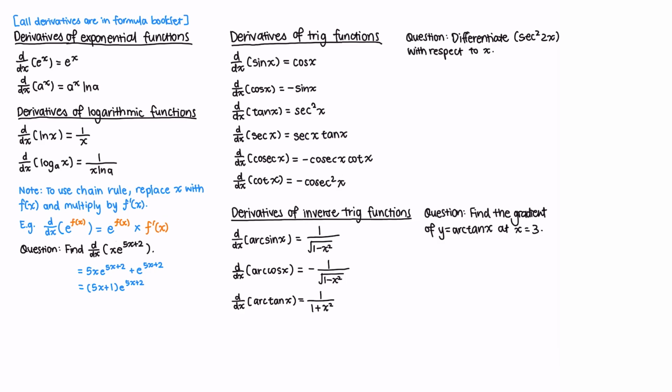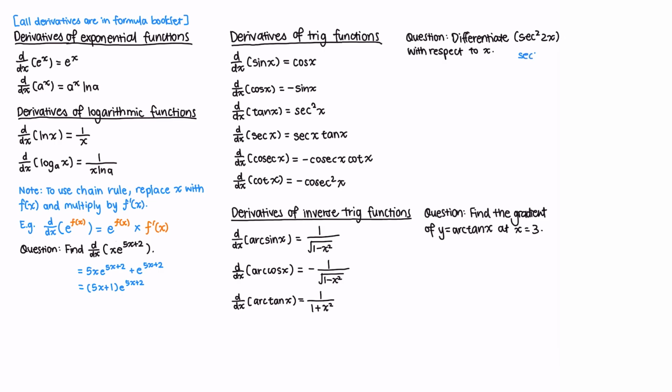For cosecant x, it becomes negative cosecant x times cotangent x. And finally, the derivative of cotangent x is negative cosecant squared x. Again, we can apply chain rule like this for all these formulas over here. So let's do this question. Differentiate secant squared 2x with respect to x.